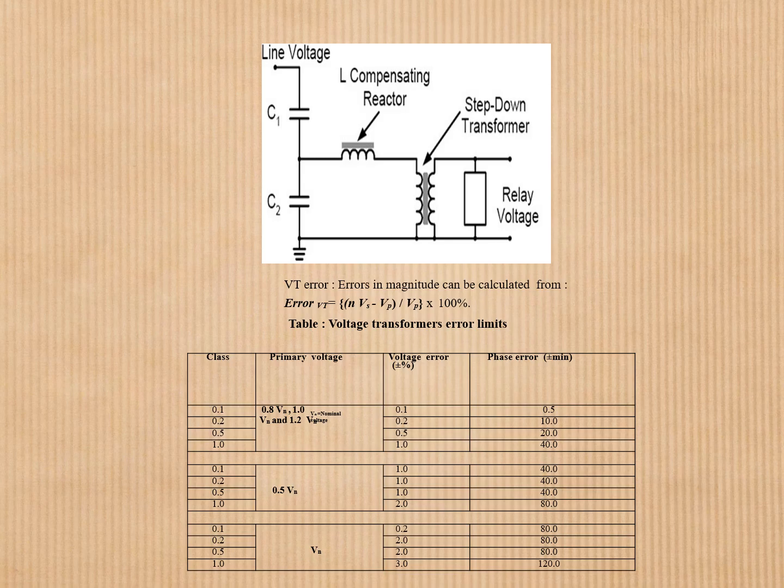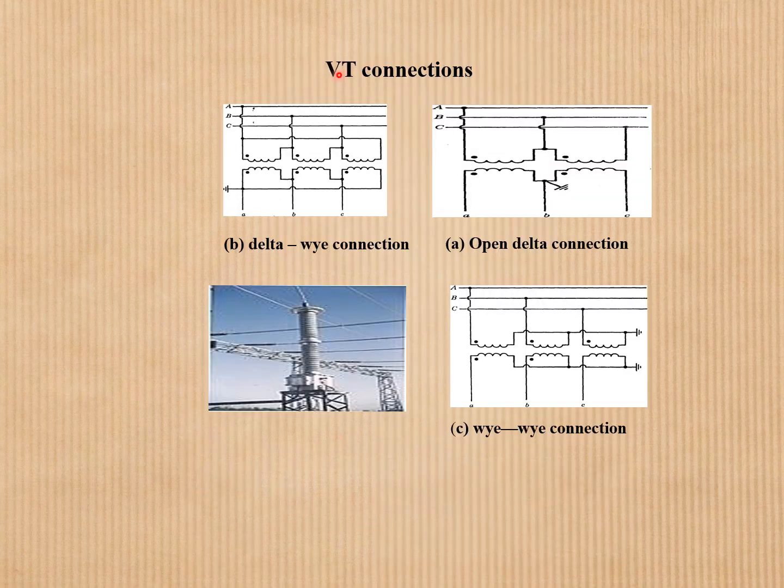VT error. Errors in magnitude can be calculated from error VT equals (N Vs minus Vp) by Vp into 100%. Table: voltage transformers error limits. And this is the voltage transformers error limits. These are the voltage connections: open delta connection, delta-Y connection, YY connection.